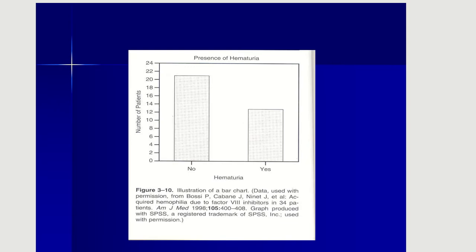Here's an example from the literature of a bar chart. If you look at the y-axis, you have number of patients, so this is called a frequency bar chart. If we had percentage, it would be a percentage bar chart. You will notice the title, which is quite explicative. By reading the title, you will understand what this bar chart is, where it is coming from, what year, and what it is looking at. We have two options for hematuria, either no or yes, and the height of the bar is relevant to the frequencies in every group.